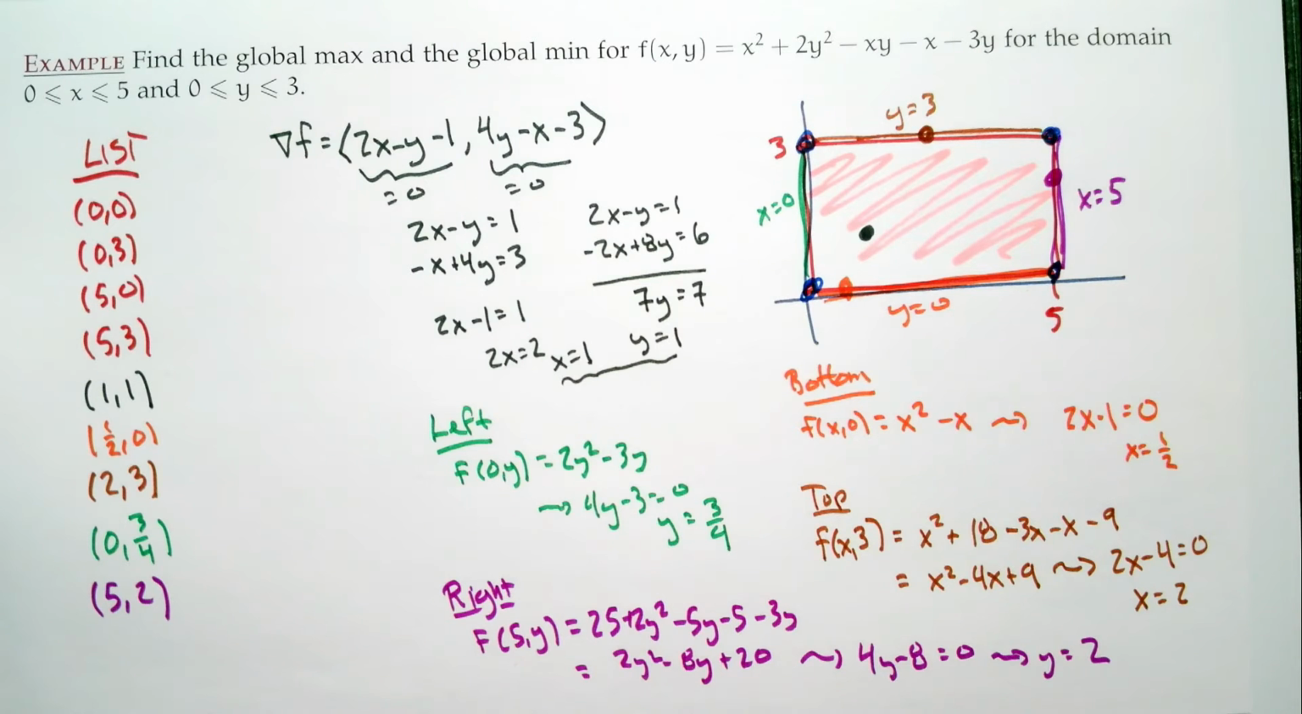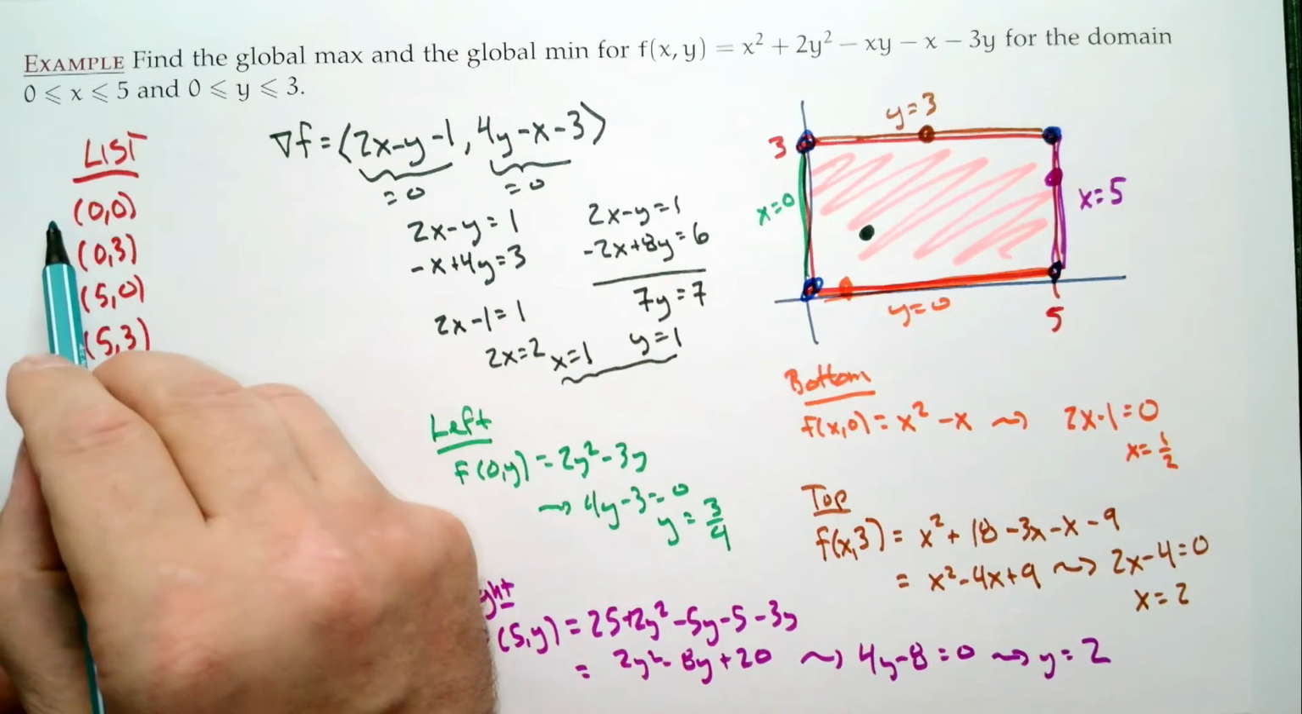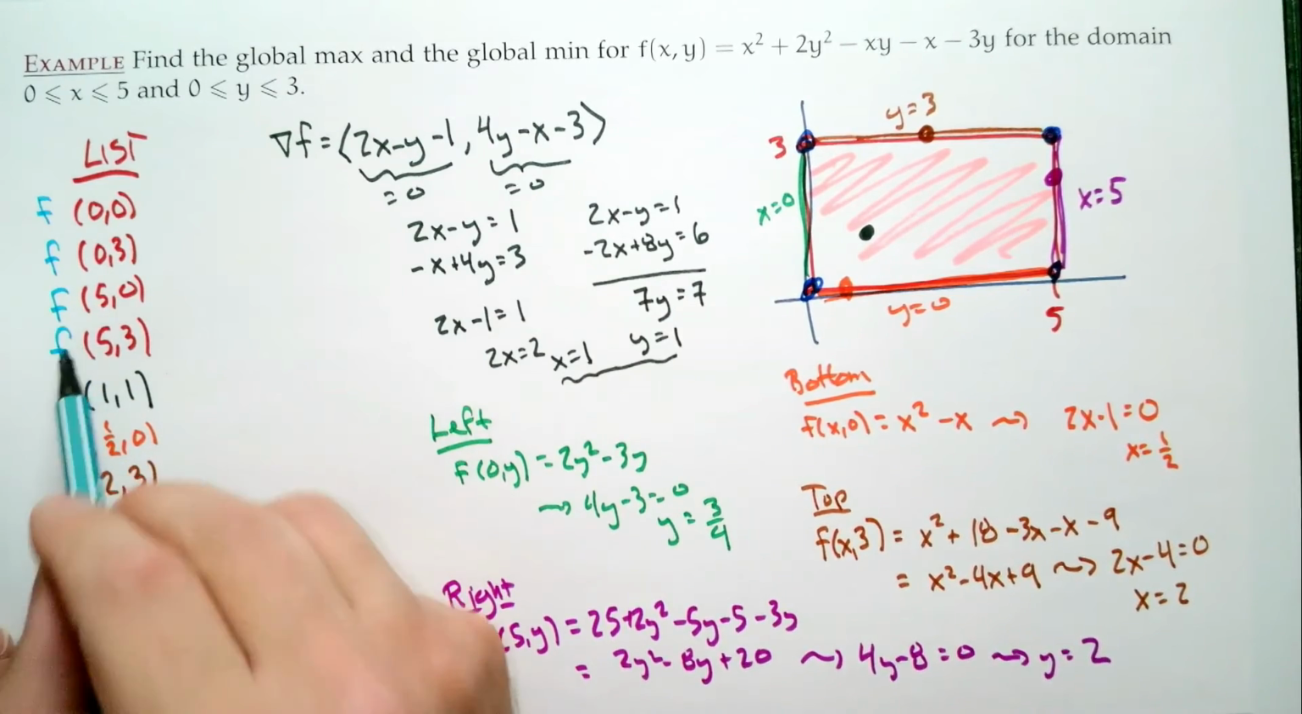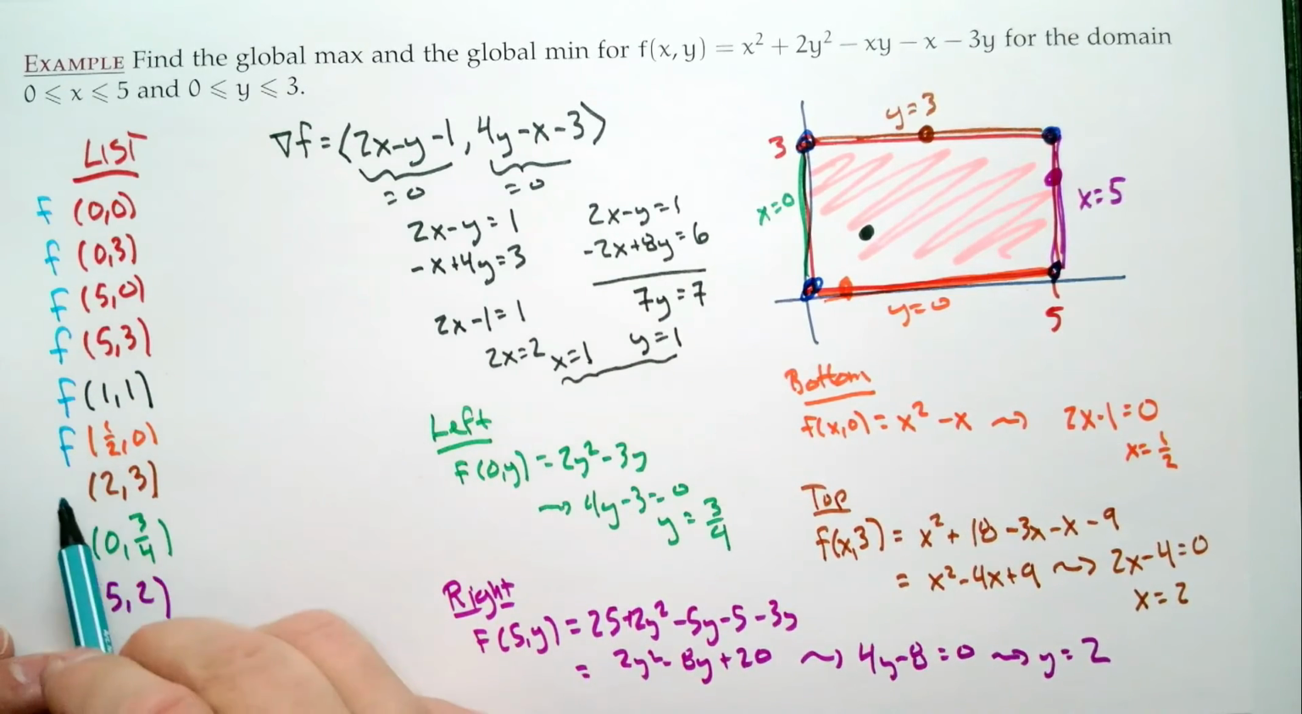No, not with the problem. We're done with the list. We've done steps 1 and 2. What's the next thing to do? Plug them all in. That is correct. So we have to plug in every single point into the function and evaluate. Now, some points are fairly easy to plug in.